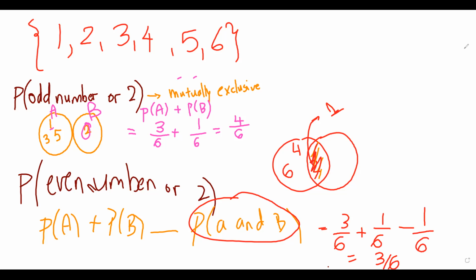Is it clear now? Yes, miss. Inshallah, when we do more examples, you will understand. Mutually exclusive events cannot happen at the same time, and with non-mutually exclusive or overlapping events, yes, it can happen, and there's a common outcome between them.